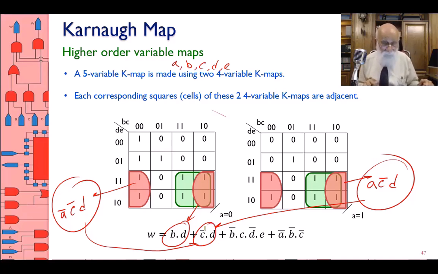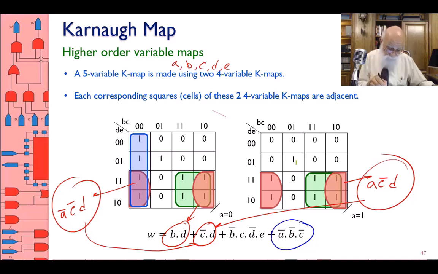Okay? What else? These 4, the blue ones, okay? Yeah, I love colors that I can distinguish. These 4 are B bar, C bar. But then they are only on the left side, therefore they become B bar, C bar, A bar. Okay, B bar, C bar, A bar, because it's only on the left. All right, what else do I have?